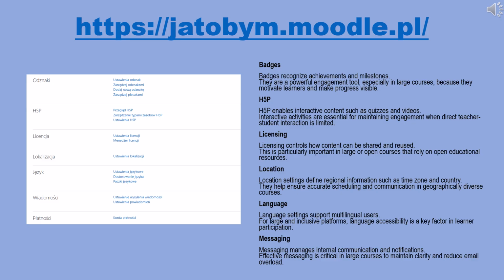Licensing. Licensing controls how content can be shared and reused. This is particularly important in large or open courses that rely on open educational resources. Location. Location settings define regional information such as time zone and country. They help ensure accurate scheduling and communication in geographically diverse courses.